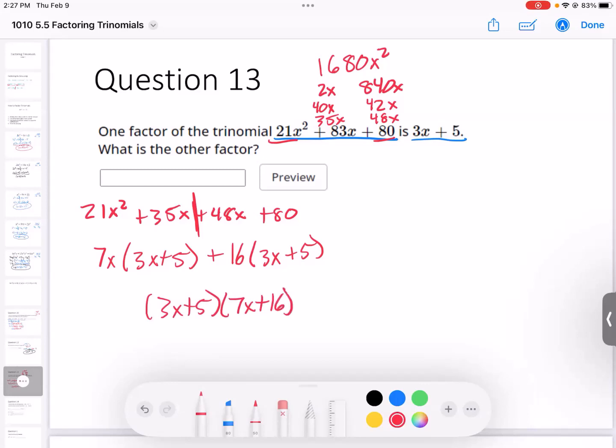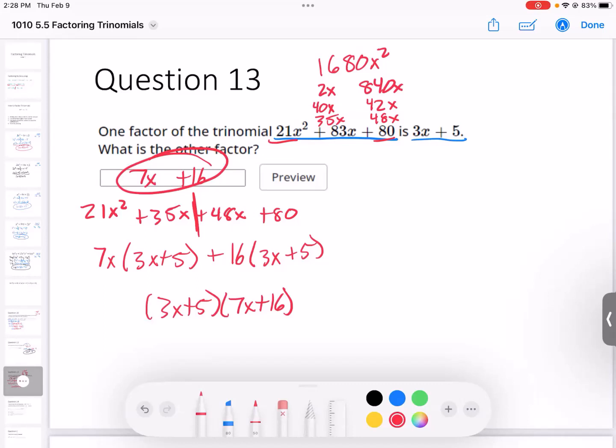And the question asked, they told me the polynomial and they said one of the factors is 3x plus 5. We verified that. That is one of our factors. And then they said, what is the other factor? So I'm only going to answer this term because they are asking for what the other factor besides 3x plus 5 is. So that would be 7x plus 16. So that would be the way you would solve this problem if you use factoring.